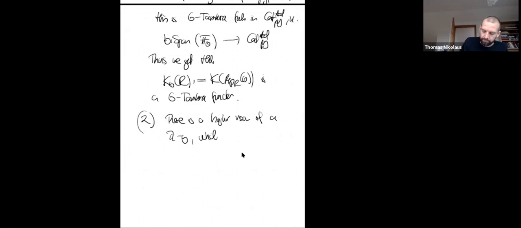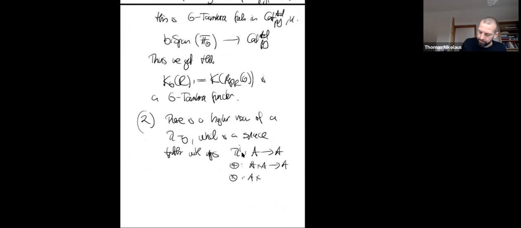which is a space, maybe let's call that space A, together with maps lambda i from A to A, plus from A to A, sorry, plus takes two inputs, and tensor from A to A, satisfying higher coherent versions of the lambda ring laws.